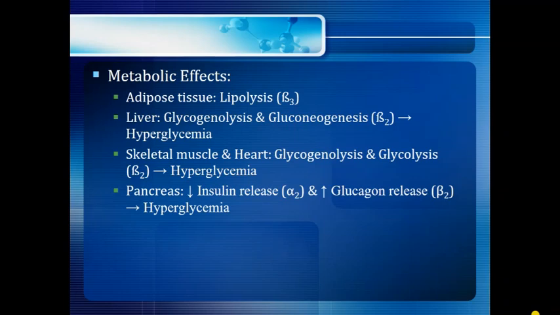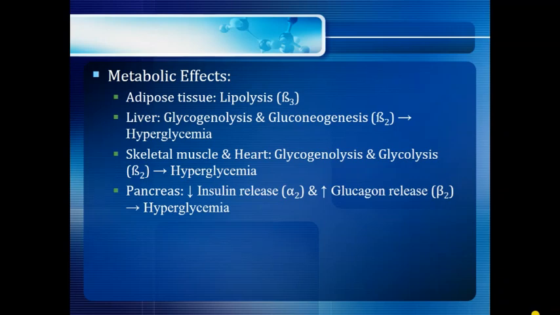Metabolic actions of adrenaline: the action mediated through beta-3 receptor is lipolysis, which is present on adipose tissue. Action on the liver will produce glycogenolysis and gluconeogenesis, mainly by beta-2 receptor, which would lead to hyperglycemia in the blood. So it is dangerous for diabetic patients.